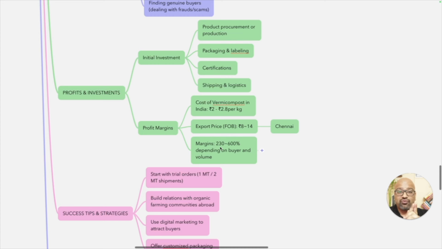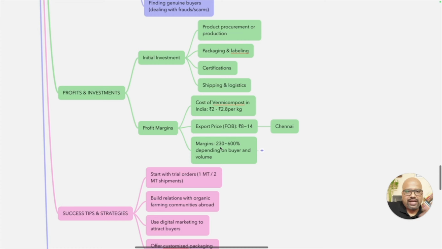So if you want to do a full container, the whole container is going to cost you less than 21,000. But again, getting your container shipped to Dubai is going to be a cost of nothing less than close to a lakh.